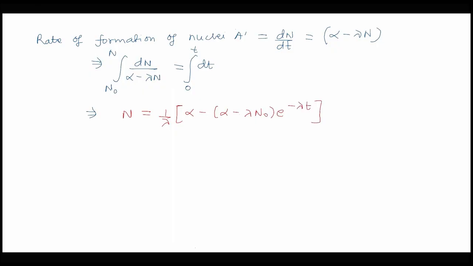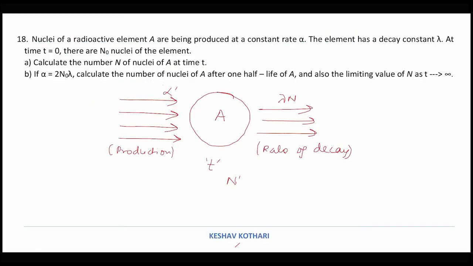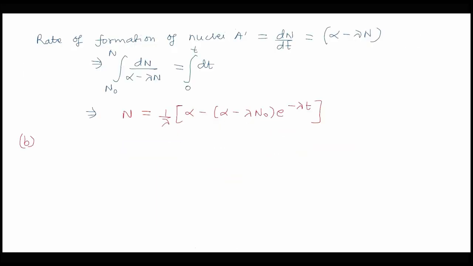Now in the B part, the question is saying if alpha is equal to 2 n naught lambda, then calculate the number of nuclei of A after one half-life of A, and we also have to find the limiting value of n as t approaches infinity. So over here we just need to substitute alpha is equal to 2 lambda n naught and t approaches infinity.